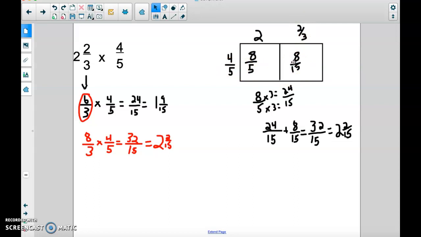Then, and I saw some people do this on their work yesterday, so please be careful with this. You have to add these fractions. You are not multiplying. You should not get 64/75 as your answer here. You have to add these two fractions together. So you do that by making a common denominator, 24/15. I changed 8/5 into that, and then add them together to get 32/15, which is 2 2/15, which is the same answer we have here. All right.